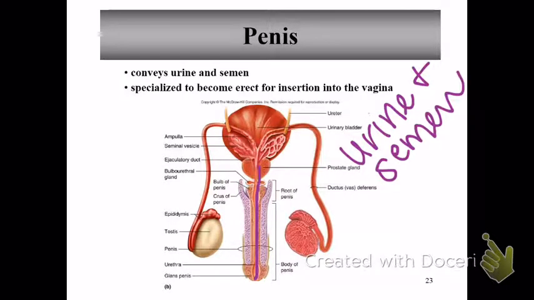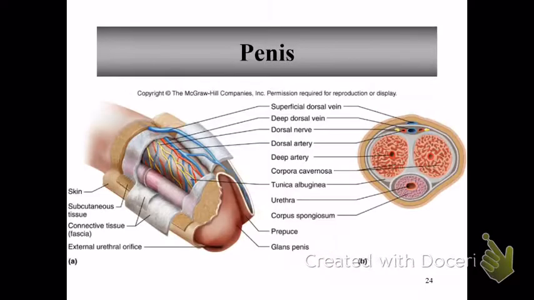Urinary system and reproductive system. Okay, so there's the penis, all nice and penis-like. I don't guess there's anything I won't point out there. I will point this out: the corpus spongiosum right here. That's a tissue that surrounds the urethra. Okay, corpus spongiosum surrounds the urethra.